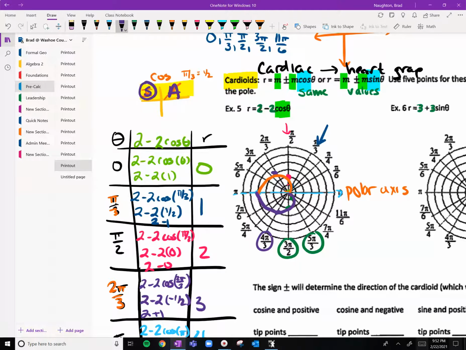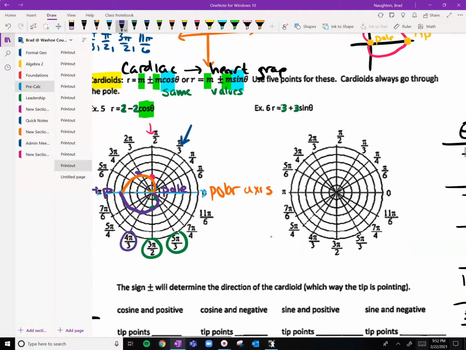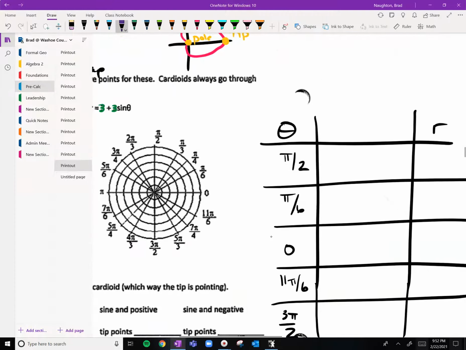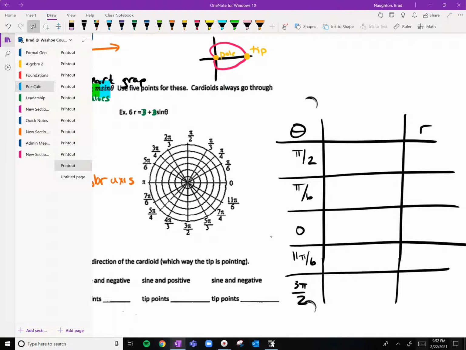So you can see kind of here how it is a beautiful heart. Notice that my tip is going to be over here and my pole is going to be right here. It's sitting on the pole and the tip is going away from it. Cool? Alrighty. If you feel so inclined, I kind of set up this table so far. Why don't you hit the pause button and give it a shot, see how well you do, and then come on back.